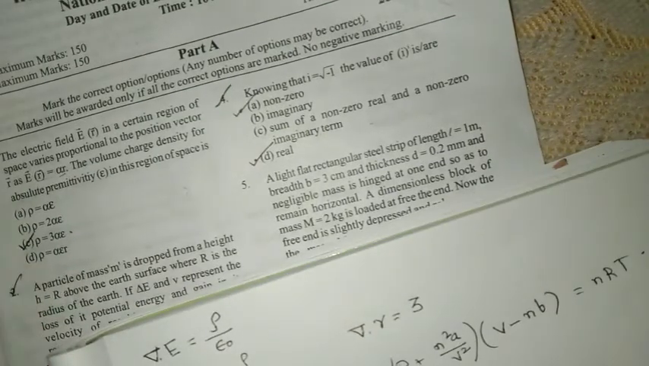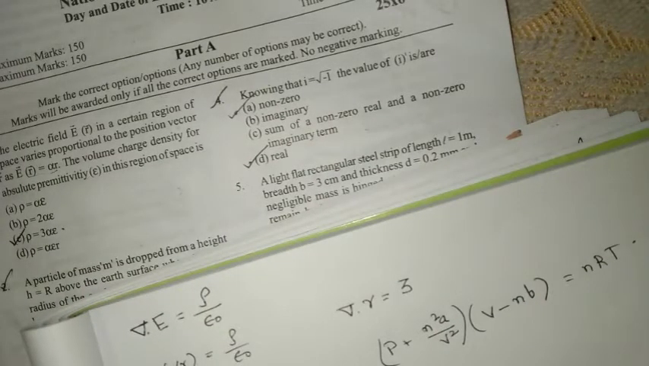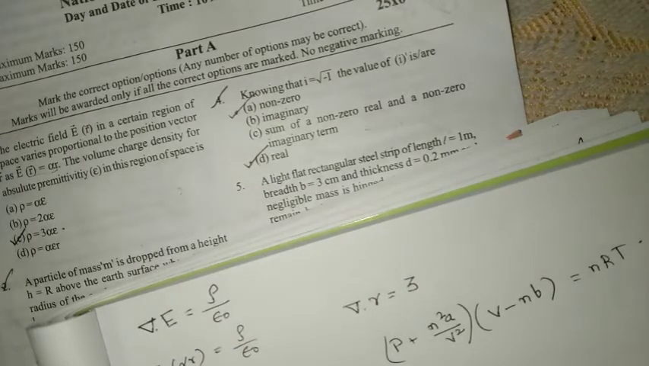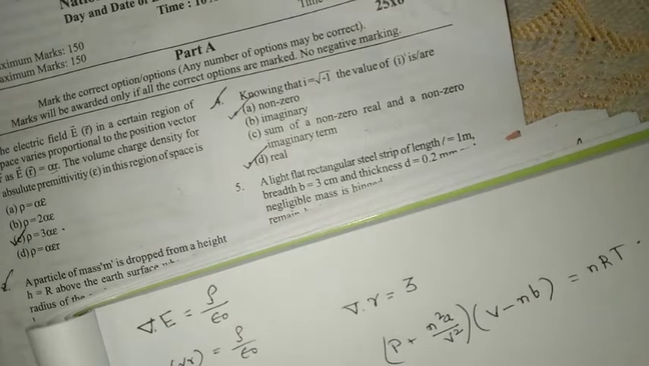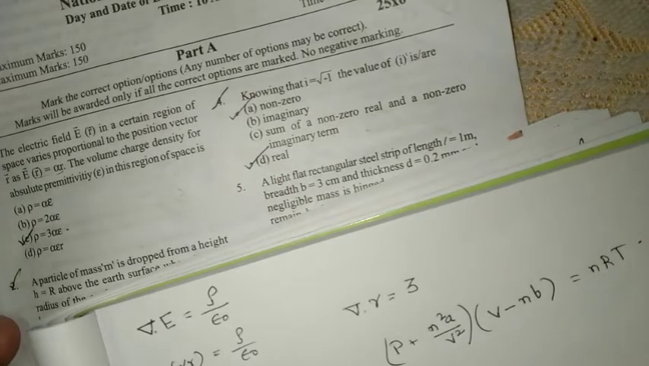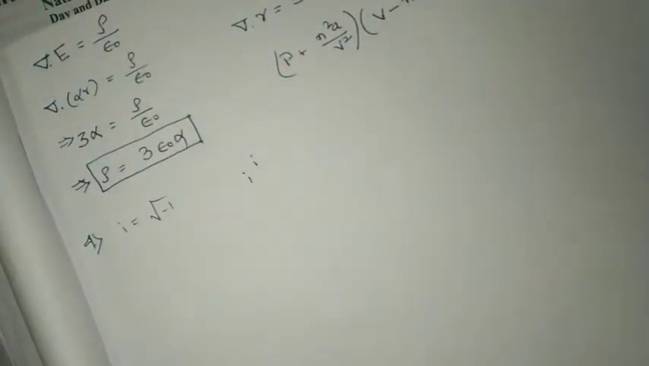Question number 4 I have answered. Question number 4 is a little bit conceptual, but it's a very good question and a common type of question. See, the question says that the value of iota is given. We know that i is equal to root over minus 1, and we need to find the value of i to the power i. So let's do it. This is given and we need to find this.